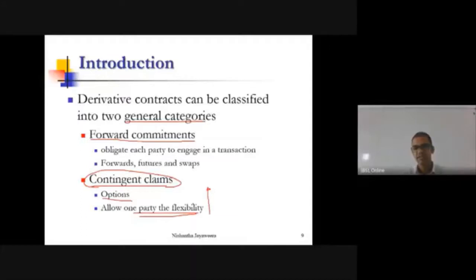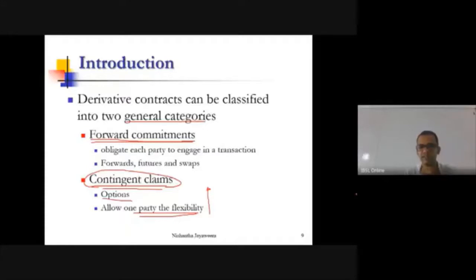On the other hand, the seller, the insurance company, if a proper claim is made, is bound to honor that claim. That is the sort of contingent claims. It's like insurance. But forward commitments are not like that. Both parties have the agreement and the obligation to meet that commitment on a future date.